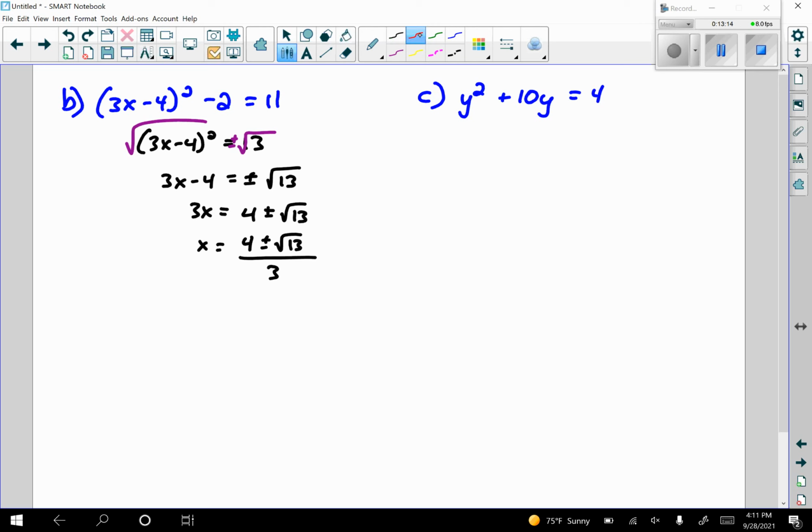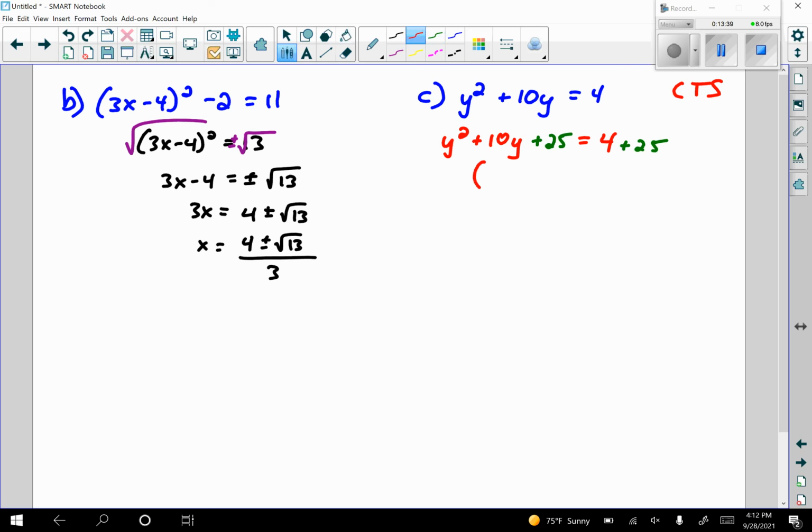Now for C, this won't factor. If you brought the 4 over and set it equal to 0, it won't factor. You could use the quadratic formula, but I'm actually going to use completing the square. So what I want to do is leave everything where it is. But I have to figure out what I want to add to each side. So here I'm going to take half of the 10, which is 5, and square it. So that's 25, and I have to add it to the other side.